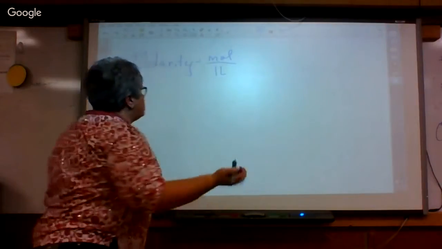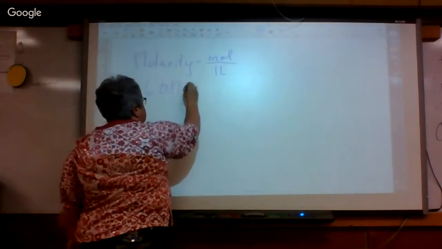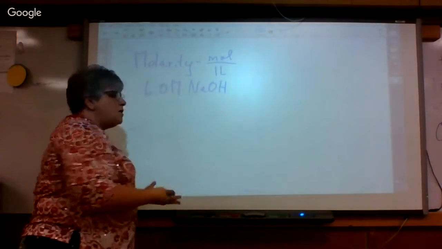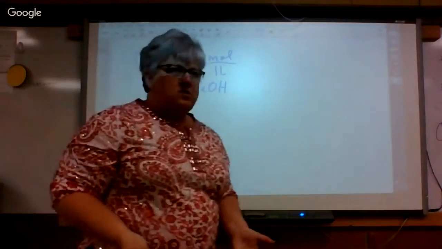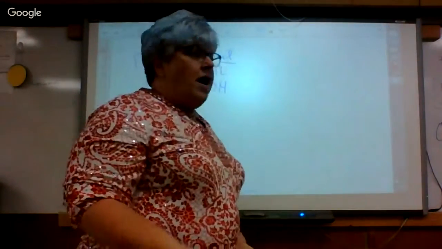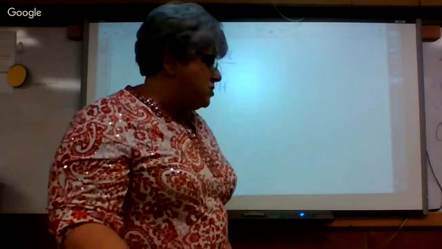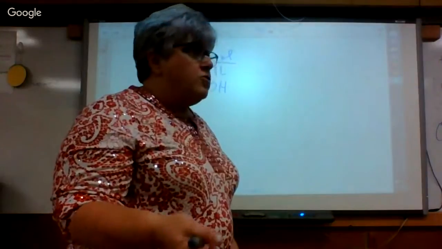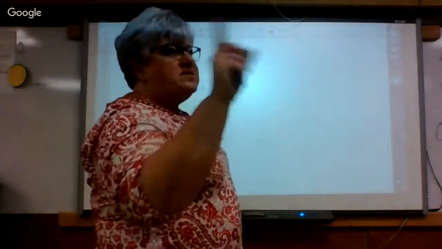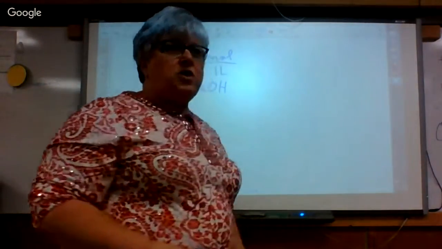Let's say that we want to prepare a 6.0 molar solution of sodium hydroxide. We know a 6.0 molar solution is 6.0 moles over 1 liter. However, I can't measure moles. We know we have 1 liter, but the problem is the moles. How are we going to measure 6 moles of sodium hydroxide?